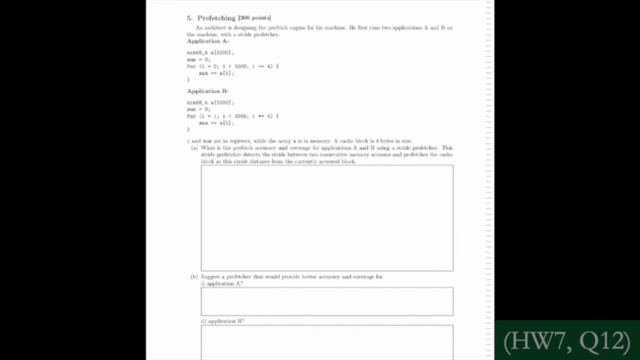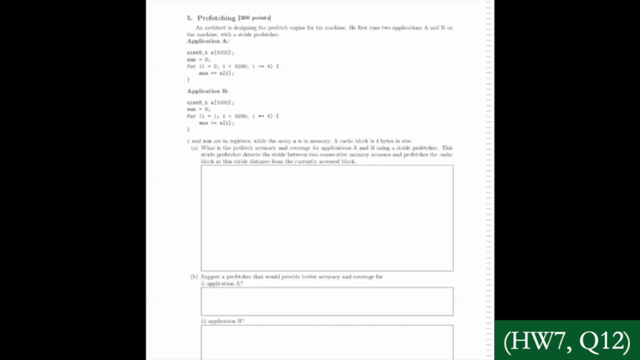Okay, let's read the question first. An architect is designing a prefetch engine for his machine. He first runs 2 applications A and B on the machine with a stride prefetcher. Application A and B both are accessing an array A of 1000 uint8 elements. The only difference between application A and B is while the array indices of application A is incremented by 4, the array indices of application B is multiplied by 4.